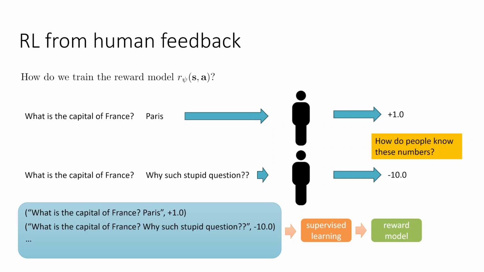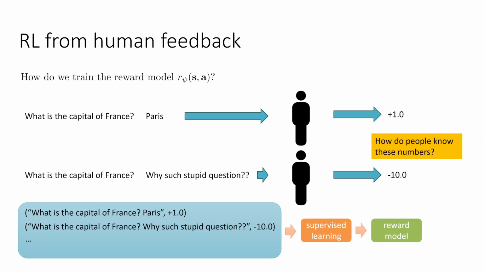But then, of course, the problem is, how do people know these numbers? How can people actually assign the number -10 to "why is this such a stupid question?" Maybe some people can do this. Maybe you can actually, in some settings, have a task where there are clear units of correctness. Maybe it's a teaching application, and the reward is how correctly the student answered the test. Or maybe it's some salesman application where the reward is how much revenue you made. So in those cases, maybe the rewards are very quantitative and people can actually label that.